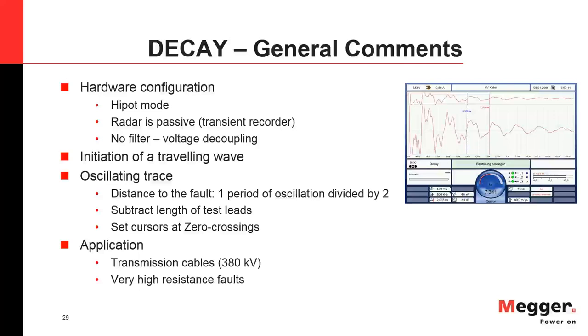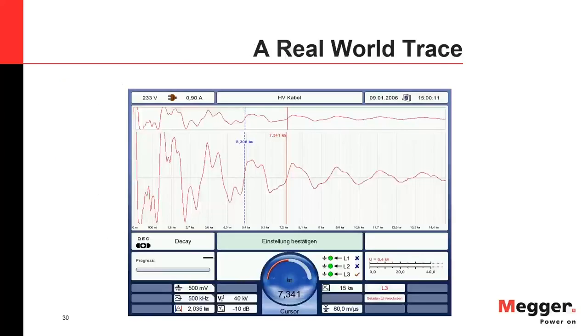And this is, again, a little bit bigger, the real world trace. So you see the measurement cursor to cursor. Sophisticated TDRs are dividing by two automatically, or you have to do it manually. But don't forget to subtract the cable, the test leads, because the wave is, again, getting back into your equipment, where the high pot pretty much is, your high voltage source.